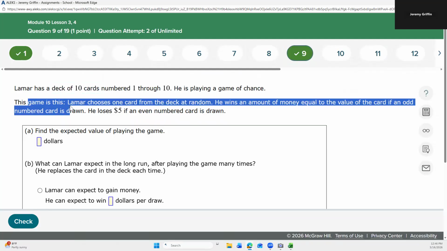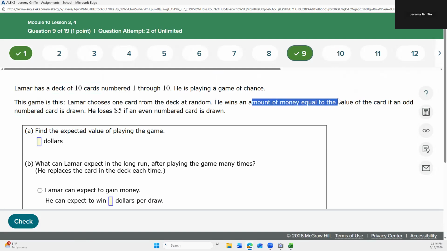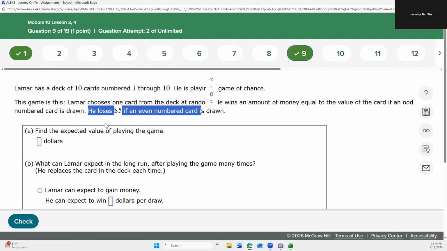The game is this. Lamar chooses 1 card from the deck at random. Remember, there are 10 cards. He chooses 1. He wins the amount of money equal to the value of the card if it's an odd number card. He loses $5 every time it's an even number card. What's the expected value of playing the game?